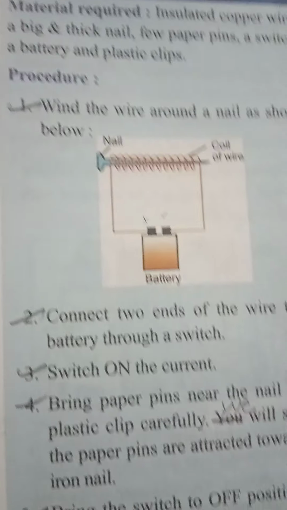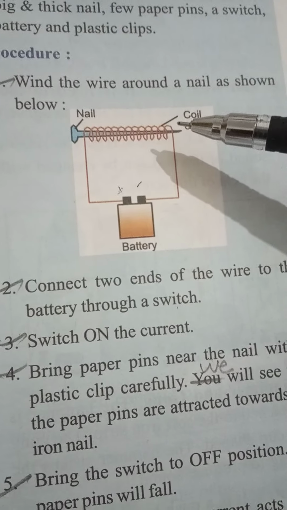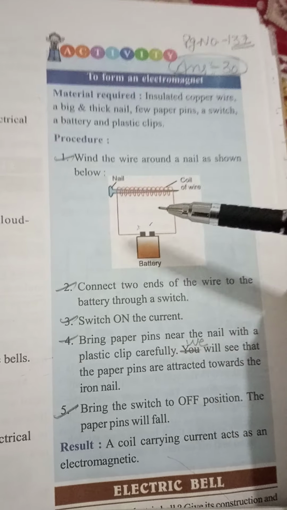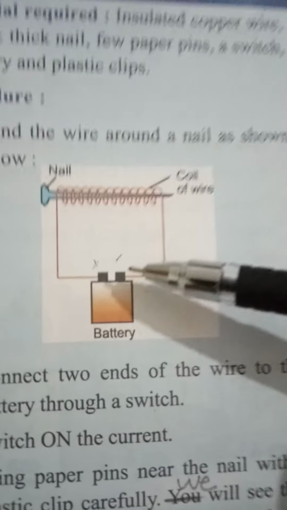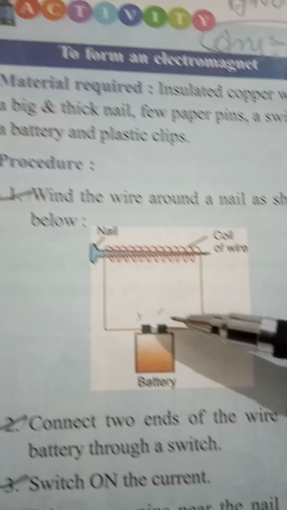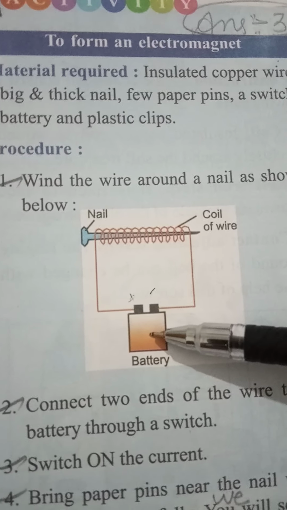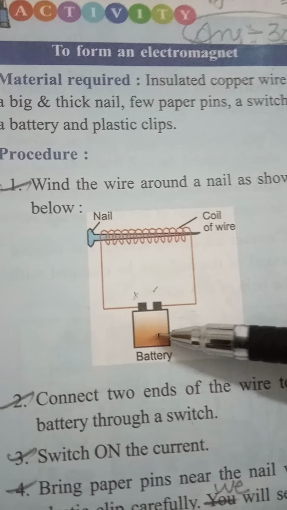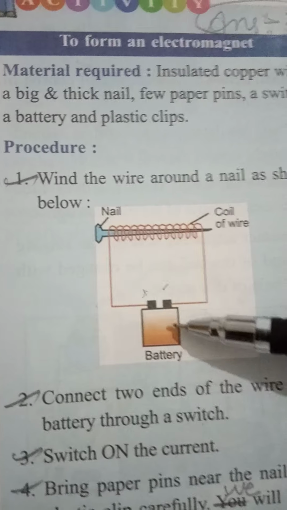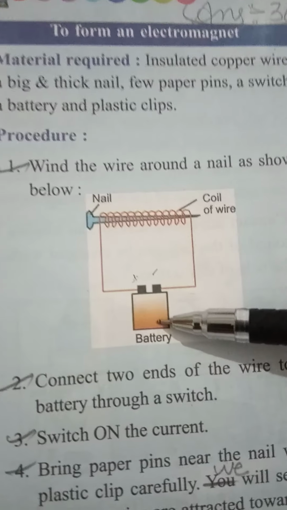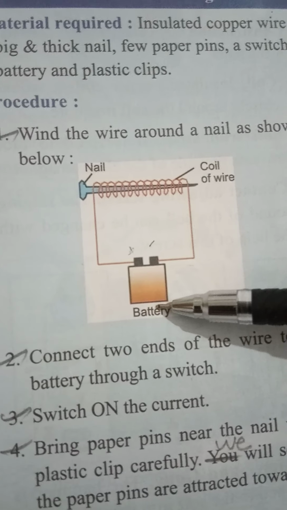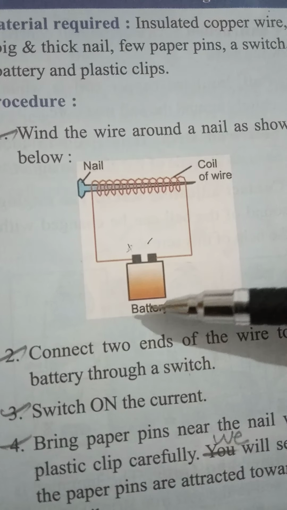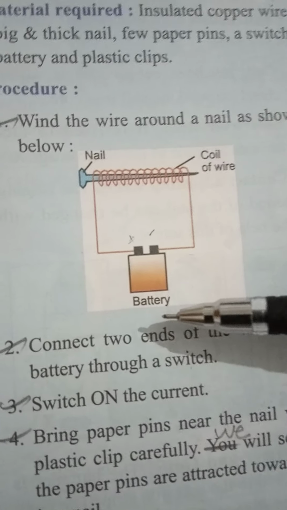Bring paper pins near this nail carefully. We will see that the paper pins are attracted towards the nail, and when you switch off, means the switch is in the off position, the paper pins will fall. So what do the results show? The results show that a coil carrying current acts as an electromagnet.